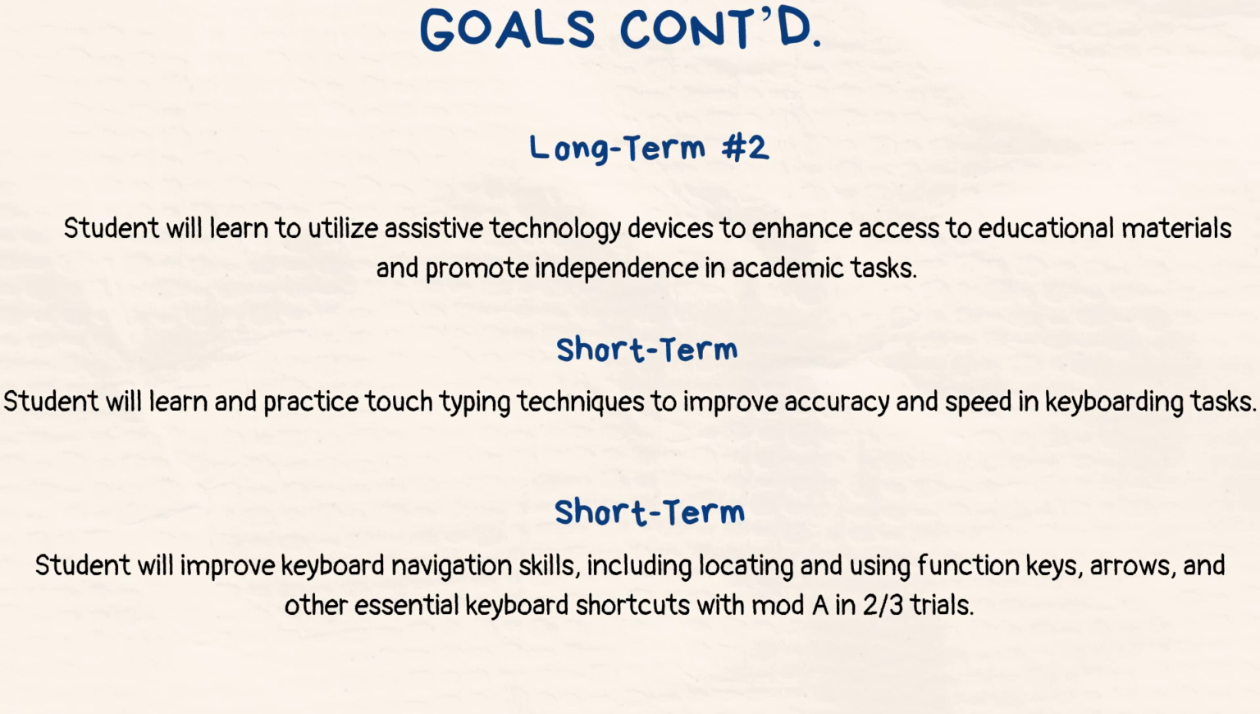My third short-term goal is that the student will learn and practice touch typing techniques to improve accuracy and speed in keyboarding tasks. And my fourth and final short-term goal is that the student will improve keyboard navigation skills, including locating and using function keys, arrows, and other essential keyboard shortcuts with moderate assistance in 2 out of 3 trials.